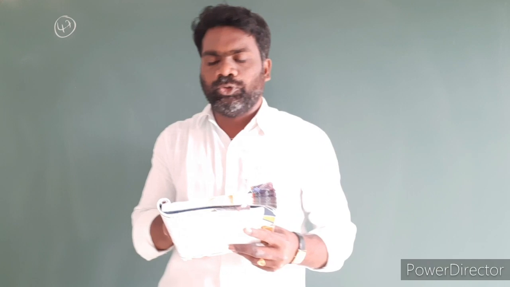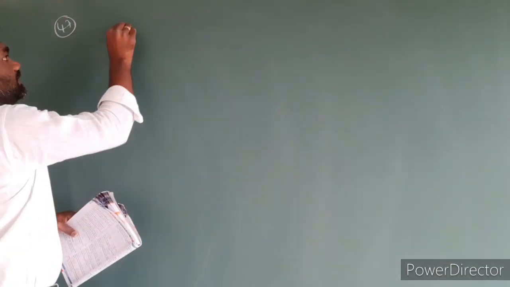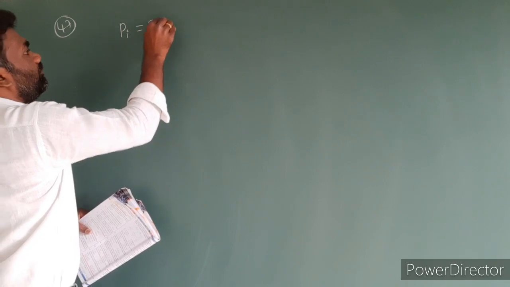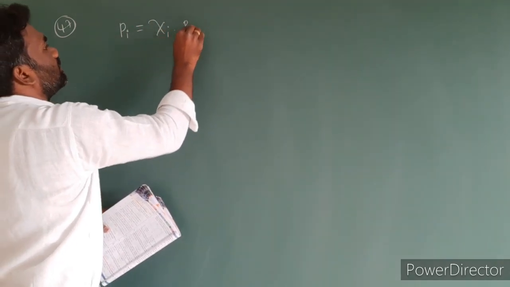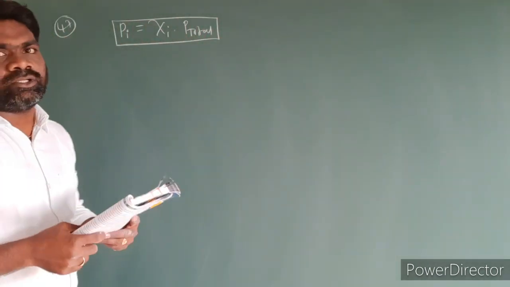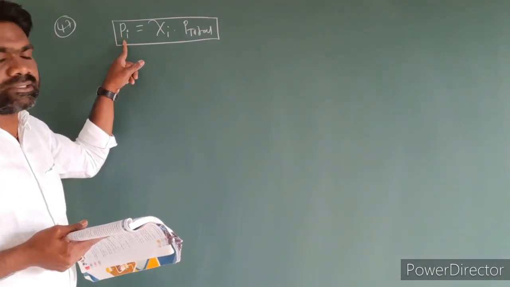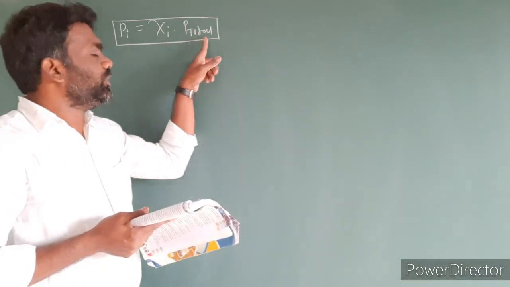Look at question number 47. A gas mixture contains oxygen and nitrogen in 1:2 mole ratio. The ratio of the partial pressures of nitrogen and oxygen in the mixture is. According to Dalton's law of partial pressure, the partial pressure of the ith gas is equal to the mole fraction of the ith gas into P total. This is the general formula we use to calculate the partial pressure of the ith gas.